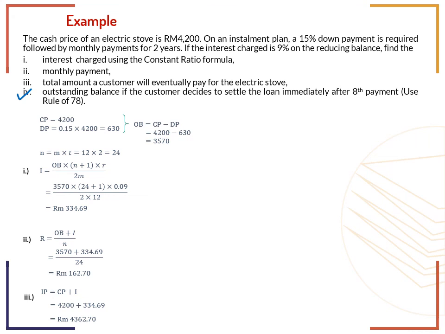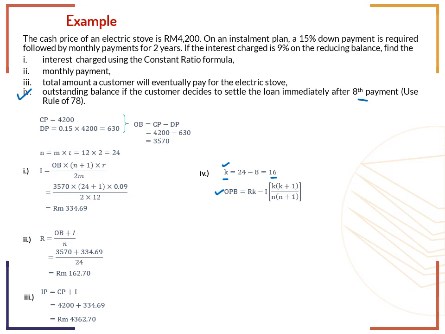Now let's solve question number 4 from the previous example. Find the outstanding balance if the customer decides to settle the loan immediately after 8 payments. Use the Rule of 78. First of all, calculate the value of K. Since the customer has paid 8 payments, hence there are another 16 payments yet to be settled. Therefore, K is 16.